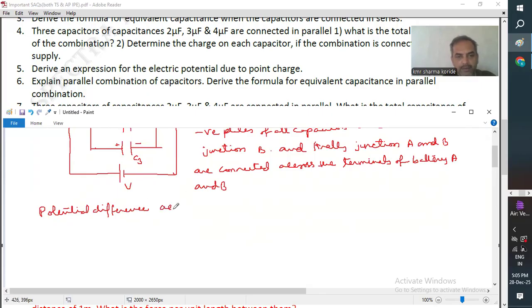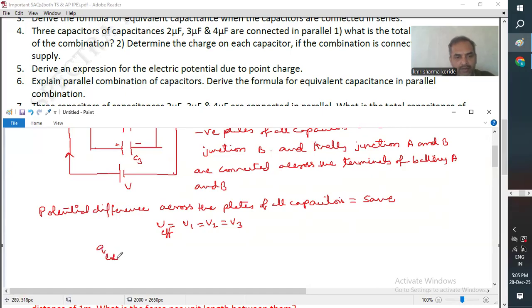across the plates of all capacitors is the same, which means V1, V effective, is equal to V2, V3 when they are connected in parallel. But the charge sent by the battery is added. The total or effective charge is equal to Q1 plus Q2 plus Q3. But we know that Q equal to CV.